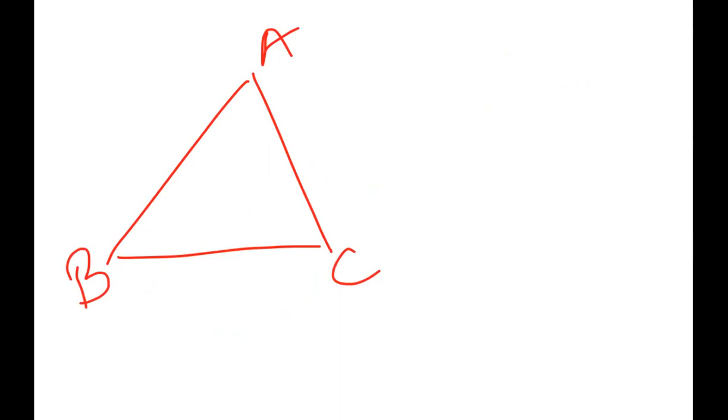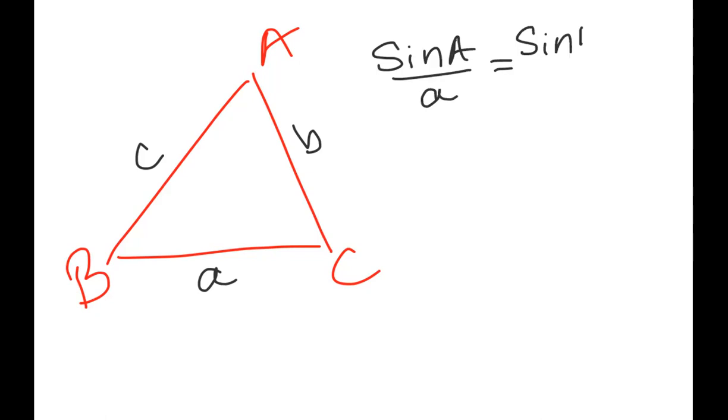The side opposite to vertex A is labeled as small a, meaning its length. The side opposite to vertex B is labeled small b, and the side opposite to vertex C is labeled small c. So what does the sine rule say? Sine of angle upon opposite side. So sine of A upon small a equals sine of B upon small b equals sine of C upon small c. Is the sine rule formula clear to all of you? Yes, sir.